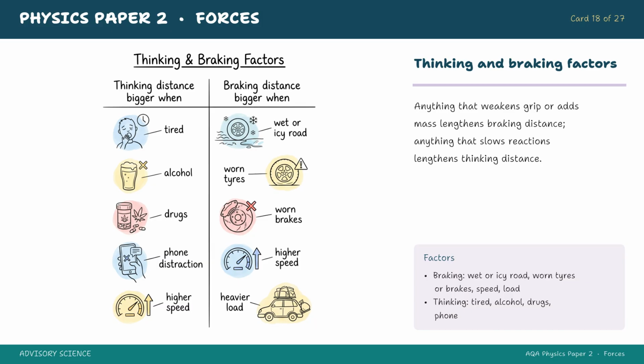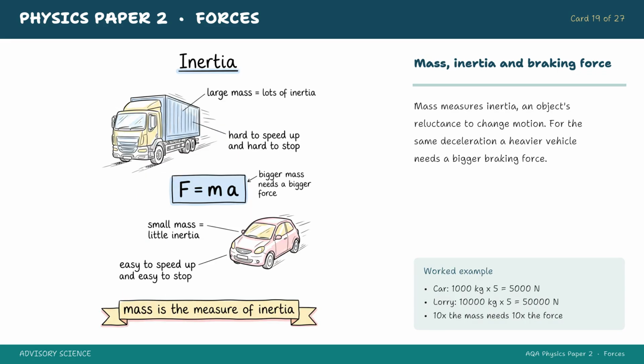To see how mass changes the force needed to stop a vehicle, imagine a heavy lorry and a small car driving side by side at 60 miles per hour. Mass is a measure of an object's inertia, which is its reluctance to change its motion. It's harder to start a heavy object moving, and it's harder to stop a heavy object once it is moving.